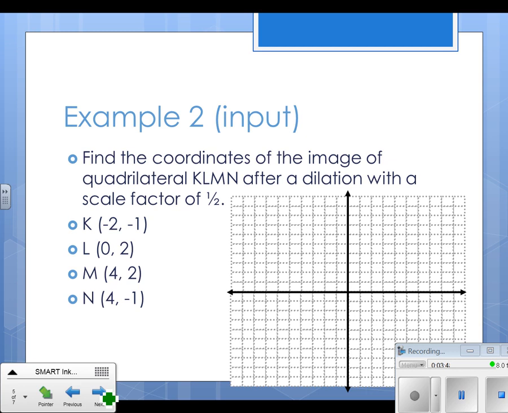Another way to make a dilation is actually on a coordinate grid. In this one, we're going to have a scale factor of 1/2, so it means it's going to be a reduction. So what we're going to do is we're going to take all 4 points here, we're going to graph them. I'm going to use my blue marker here and graph each point. So here's K, negative 2, 2, here's L, 0, 2, M, 4, 2, and N, 4, negative 1. And so here's K, L, M, and N. And so I'm going to connect.